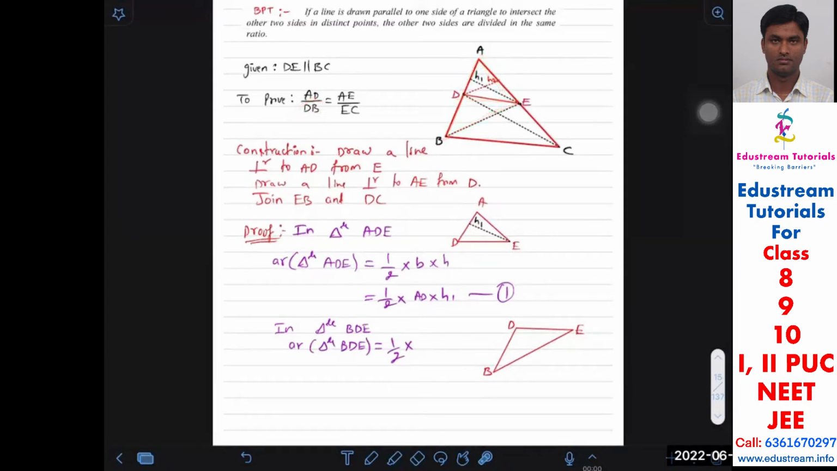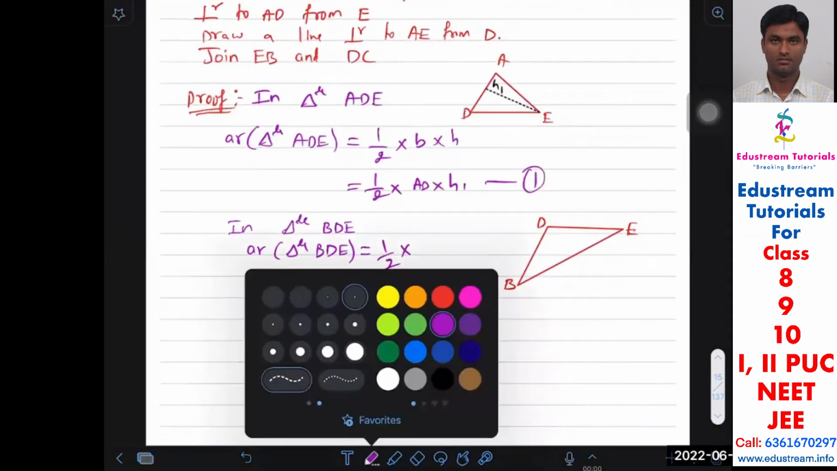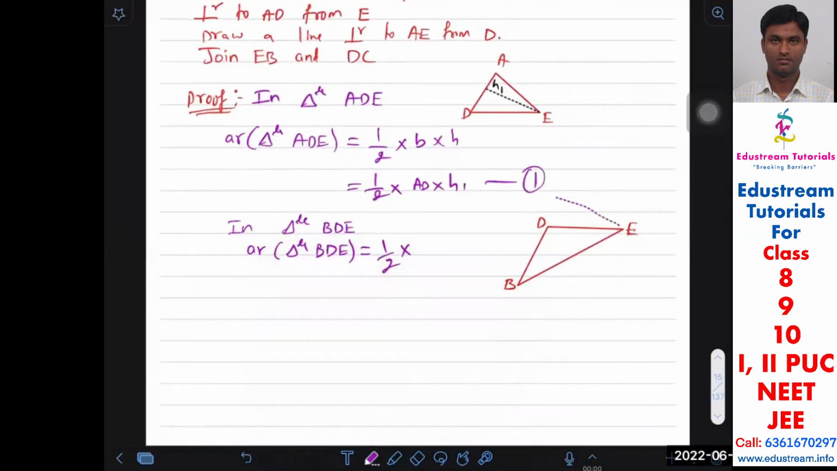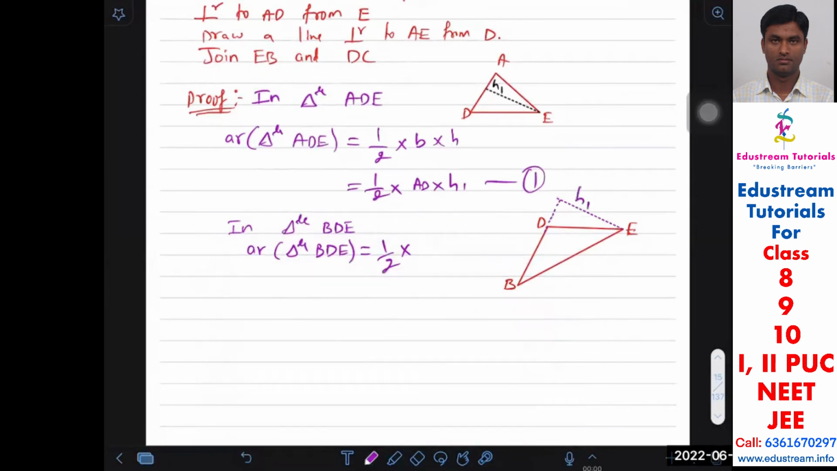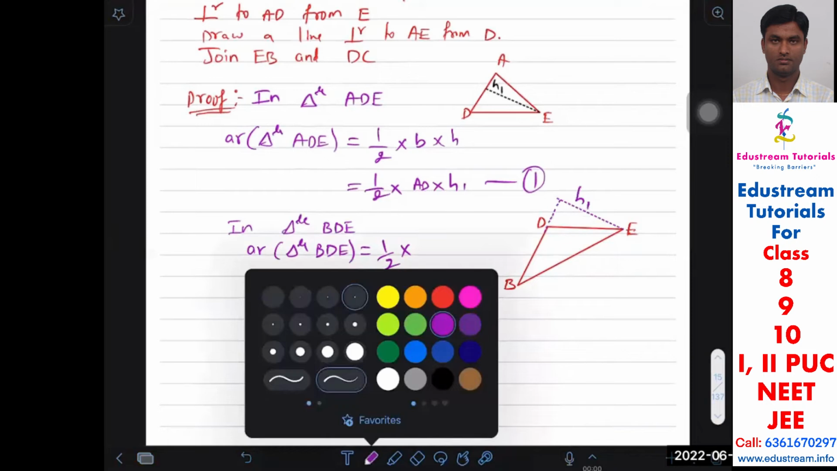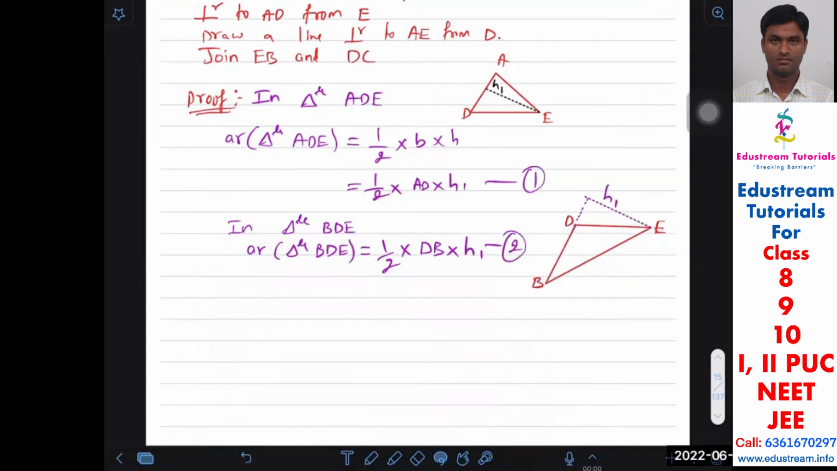Now, what is the perpendicular for this triangle? This is the perpendicular, right? I've already drawn this. Remember H1? This is H1. So that's the height of this triangle. So half into base, base is DB, into height H1. That's it. This is equation 2. Got it? I think you understood now.